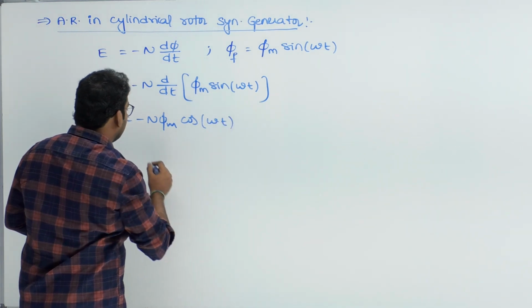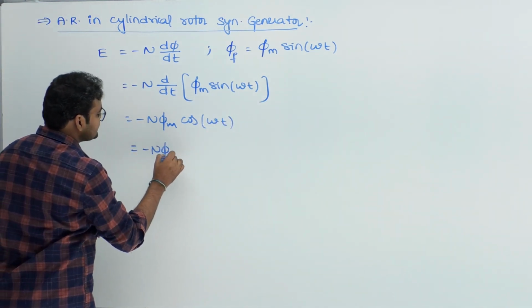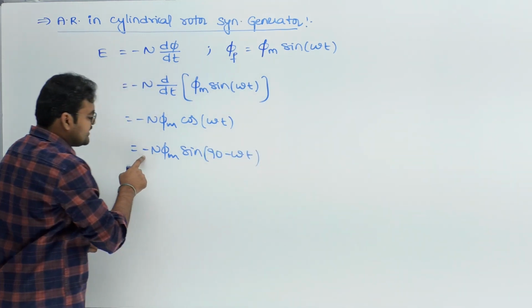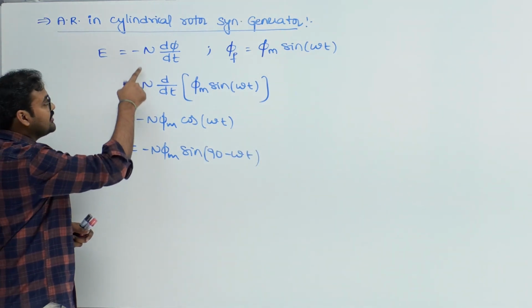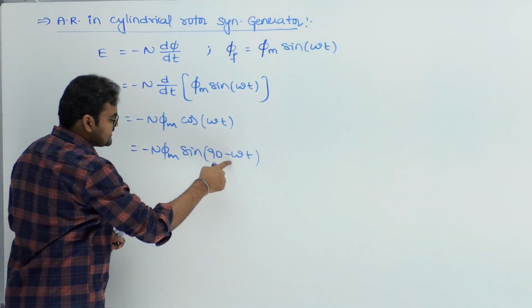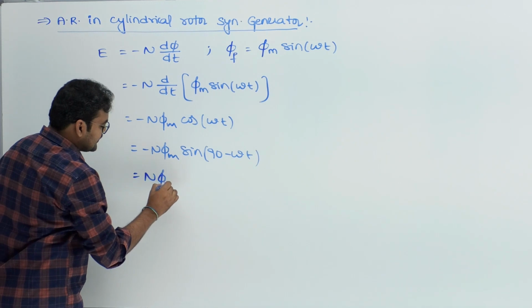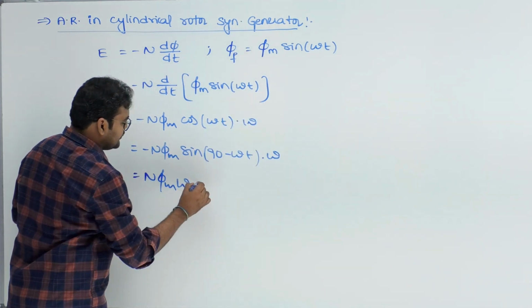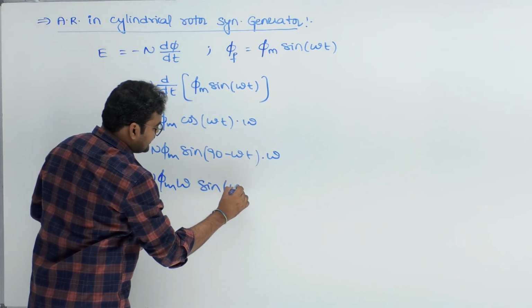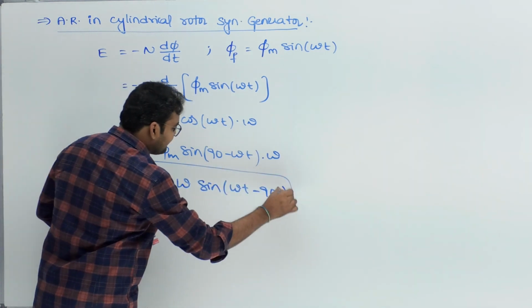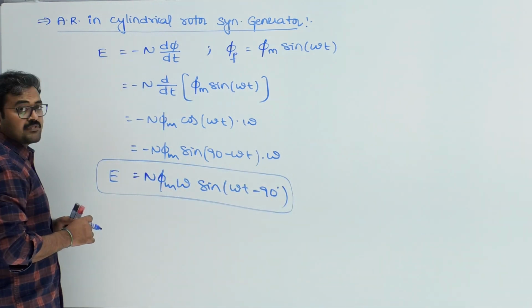Isn't it? And I can write cos omega t simply as sine of 90 minus omega t. There is always a minus sign here representing the existence of Lenz's law. And you can write minus sine theta as simply, don't forget there will be omega also here, yes, omega into sine of omega t minus 90. This is going to be the induced EMF equation according to Faraday's law.